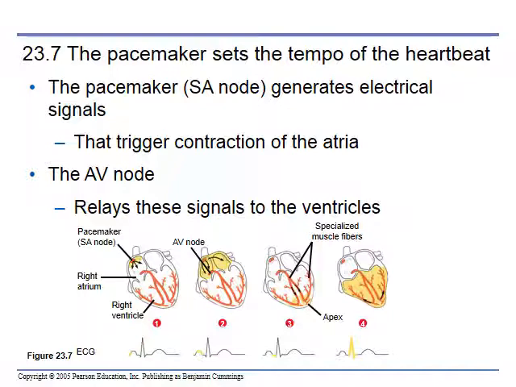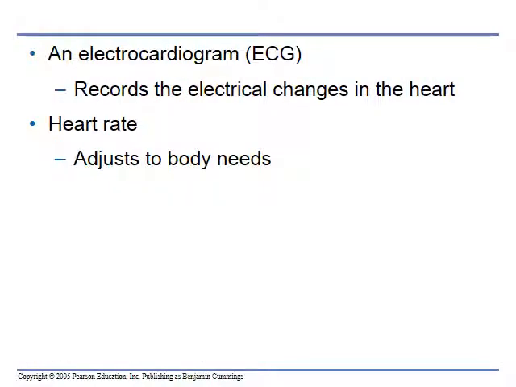First, the SA node signals the atria. They contract. The signal is delayed as it goes to the AV node in the wall, and then that signals the ventricles to contract. All right, an electrocardiogram records the electrical changes in the heart. So it's going to follow the heart rate. That's the typical graph you guys see when the TV series wants to show somebody's dead. And your heart rate adjusts to the body's needs. So you work out, your heart rate will increase.